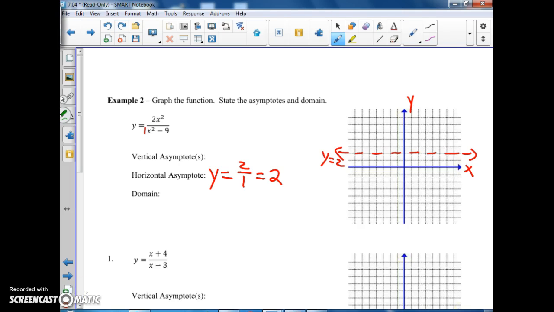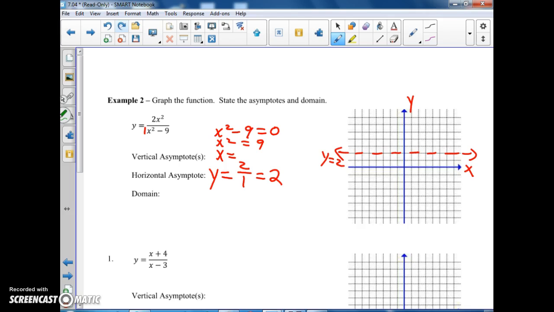Set equal to 0. X squared minus 9. Okay, so now you're going to set x squared minus 9 equal to 0. Okay, and now we solve for x, so what do we do? Add 9 on both sides. So x squared equals 9, and then what are you going to do? Square root. Okay, so x equals how much?